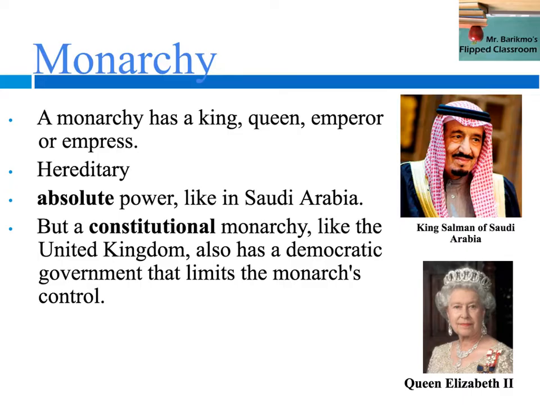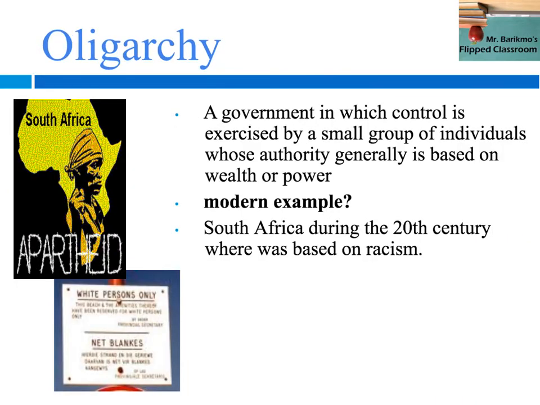More modern understandings of monarchy look like what we call a constitutional monarchy. The United Kingdom has a democratic government that's elected by the people that actually limits the power of the monarch. So much so that Queen Elizabeth II really is just a figurehead at this point. Another form that we look at is what we call an oligarchy.